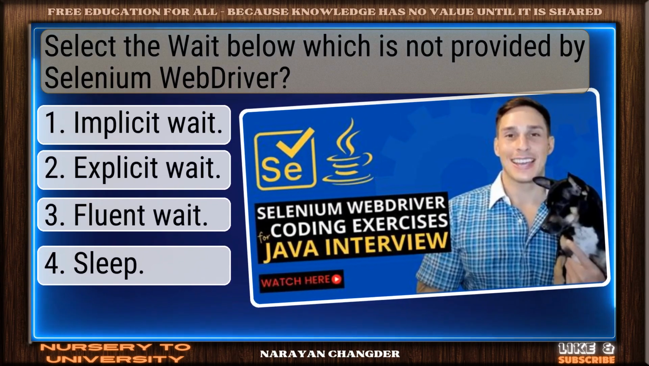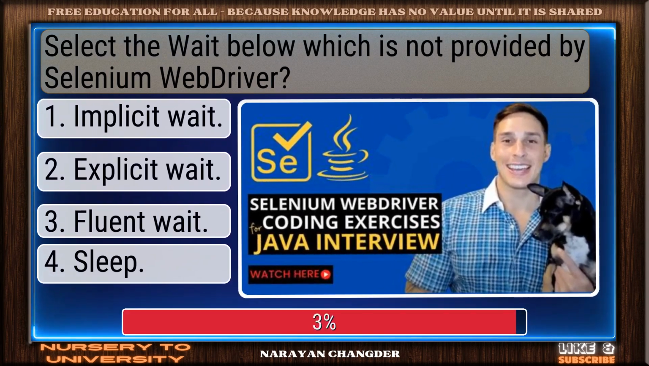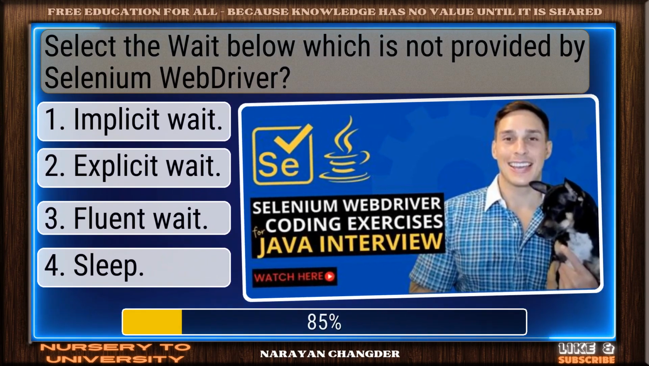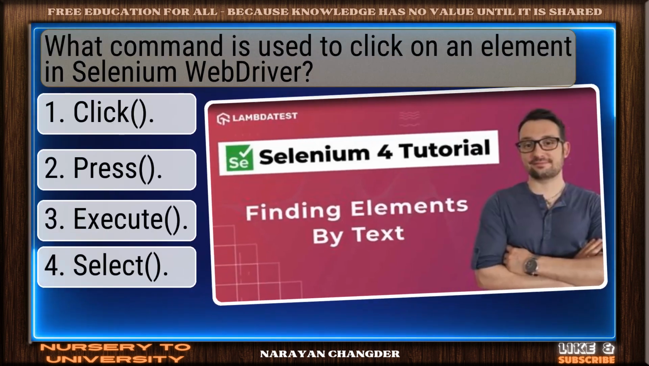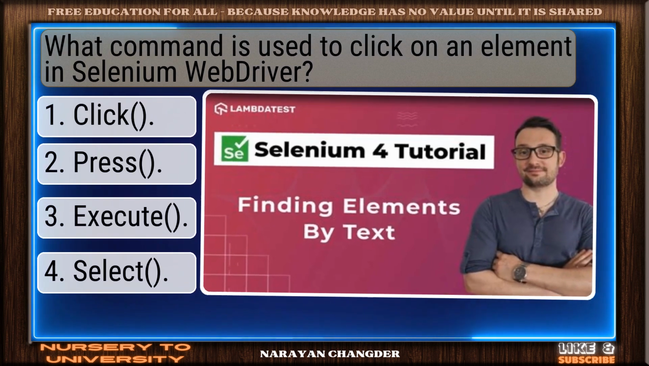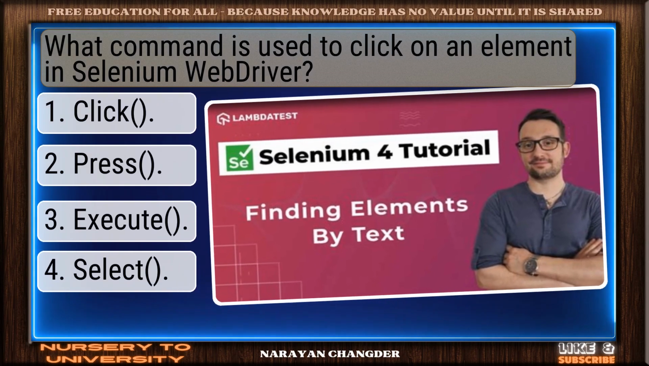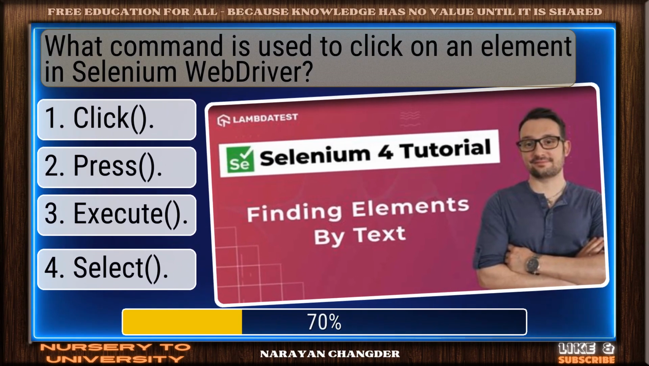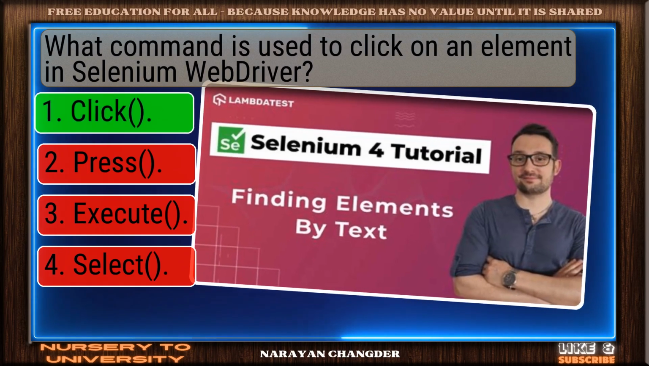Question number 17. Select the wait below which is not provided by Selenium WebDriver. Bravo. Sleep is the answer. Question number 18. What command is used to click on an element in Selenium WebDriver? Smart pick. Click is the correct choice.